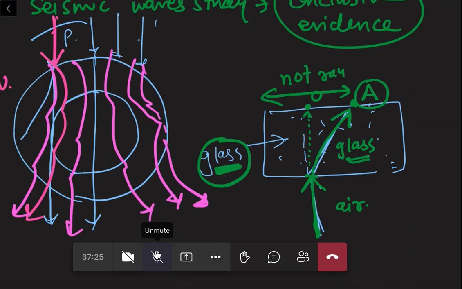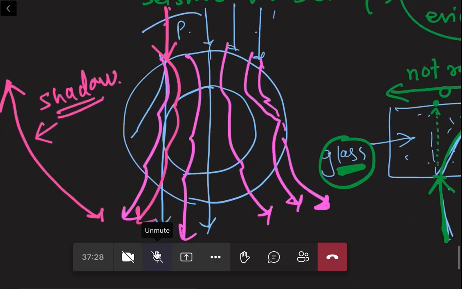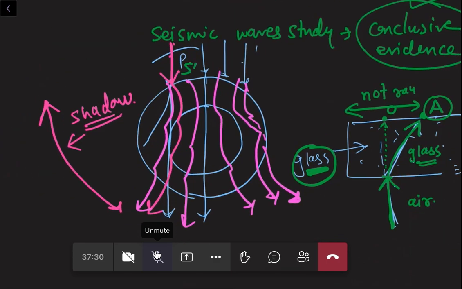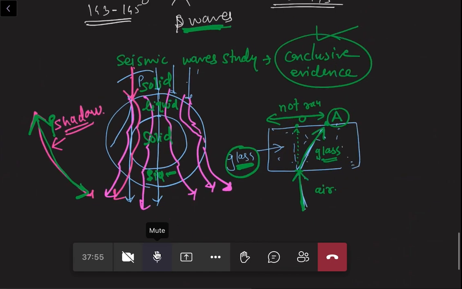Similarly, here the material is changing suddenly from solid to liquid, from liquid again to solid, again from solid to liquid. So this material change leads to multiple refractions, and because of that you will not get the P wave in this region. Am I clear, or should we explain again? No, sir, I think it's clear.